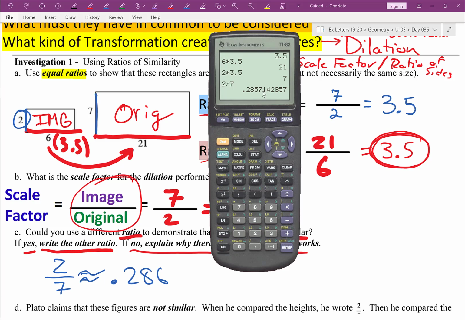If I take that scale factor, that decimal, and I multiply it by my original base, I expect to get my image of 6 times 21. And that works. And the same thing will work with 7, giving me 2.